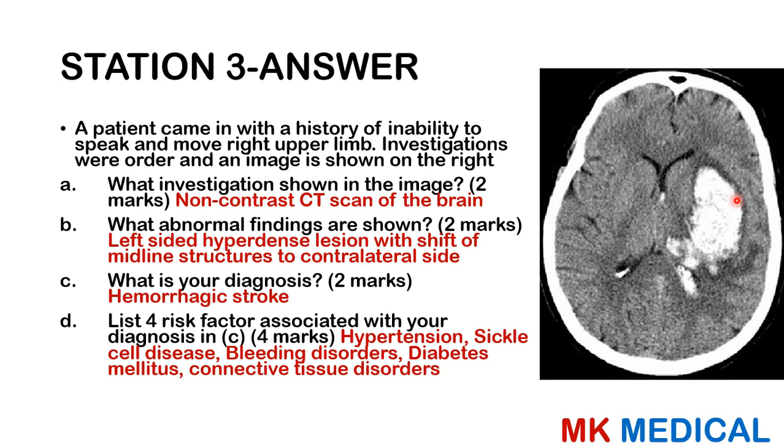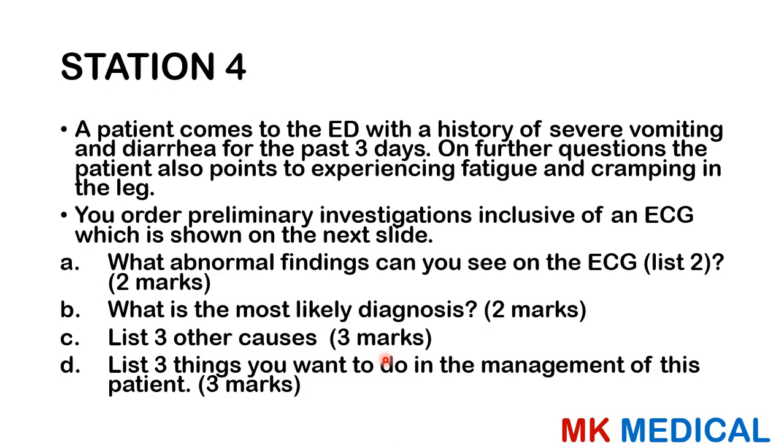Risk factors associated with a hemorrhagic stroke include uncontrolled hypertension, sickle cell disease, bleeding disorders, diabetes mellitus, and some connective tissue disorders. You may also have some rupture of aneurysms that can predispose to the hemorrhagic stroke. Moving on to station 4, a patient comes to the emergency department with a history of severe vomiting and diarrhea for the past 3 days.